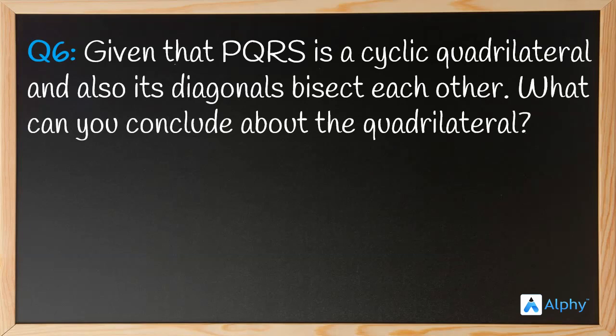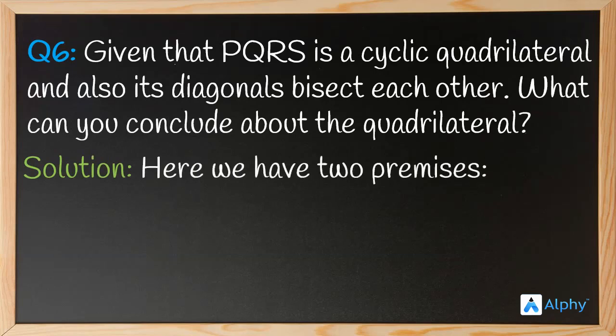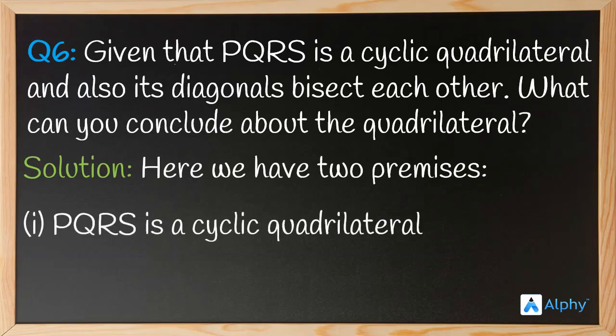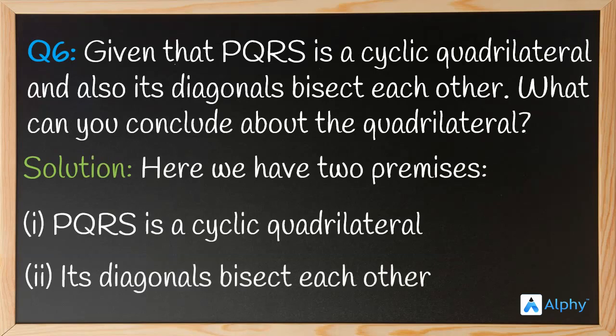Now what that means is that all the 4 points of the quadrilateral PQRS lie on the same circle and its diagonals also bisect each other. So we have to find if this quadrilateral has any special properties or it is a particular quadrilateral. And we'll take a look at the solution for this. Here we have two premises. So first of all, let's list down what's given to us. First of all, PQRS is a cyclic quadrilateral, and secondly, its diagonals bisect each other. So these are the two important things that have been given to us, and we will try to find a conclusion based on these two premises.